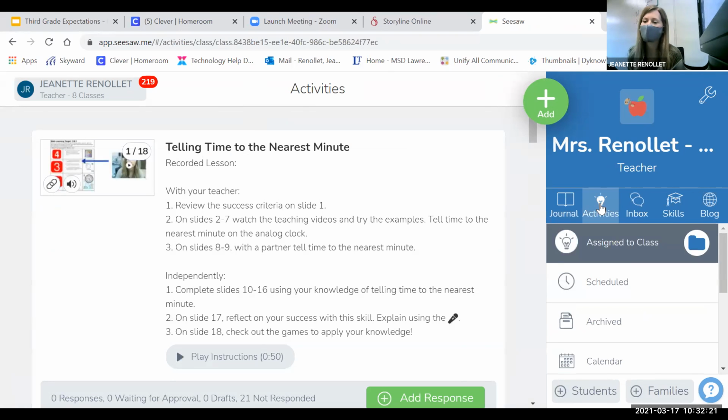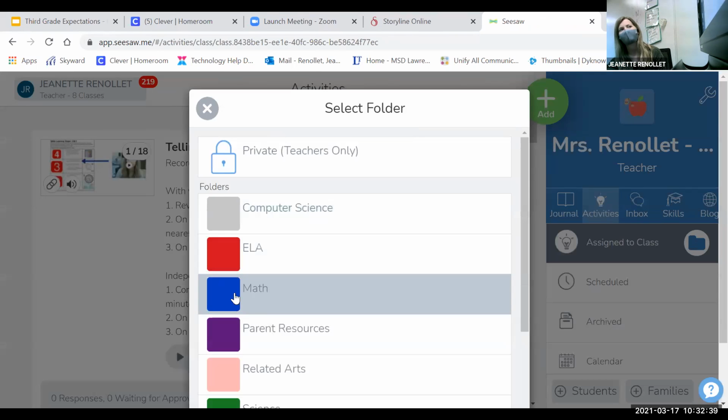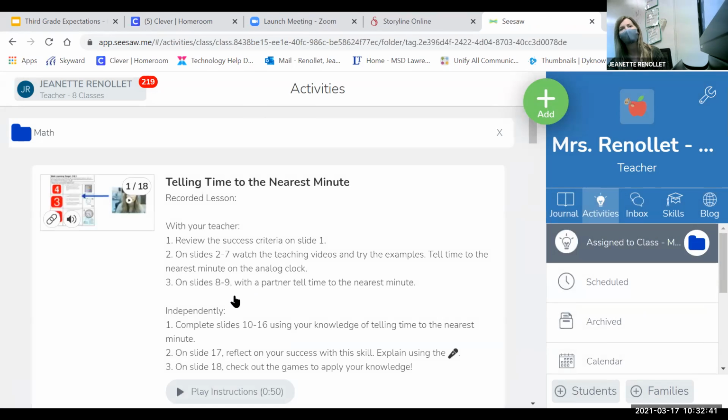In math today, we're going to continue studying how to tell time on an analog clock to the nearest minute. So students, right now focus your eyes, ears, and brain. You're going to go to our Seesaw task on activities, assign to class folder, and blue math. Our task today is called telling time to the nearest minute.